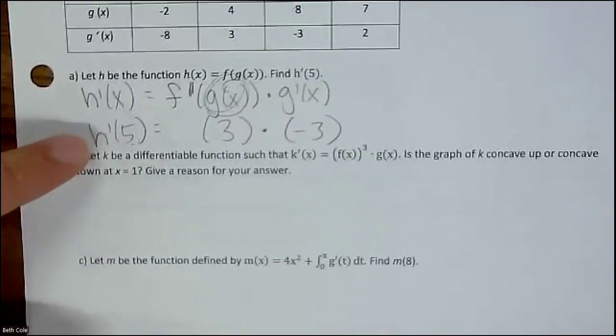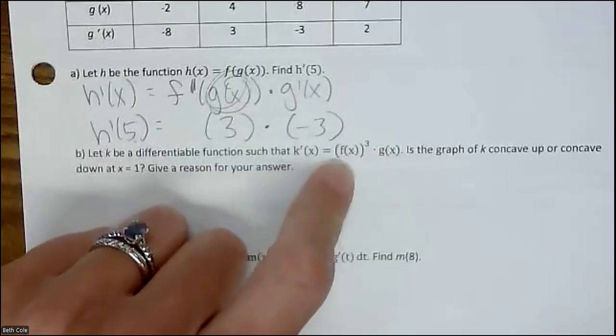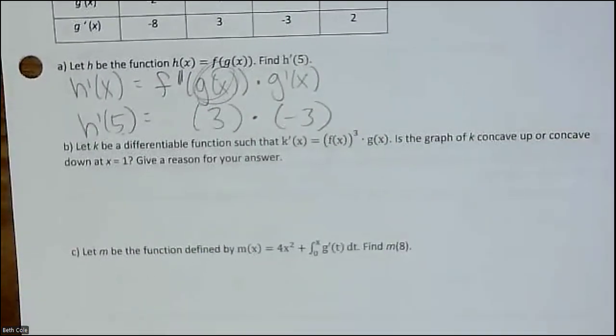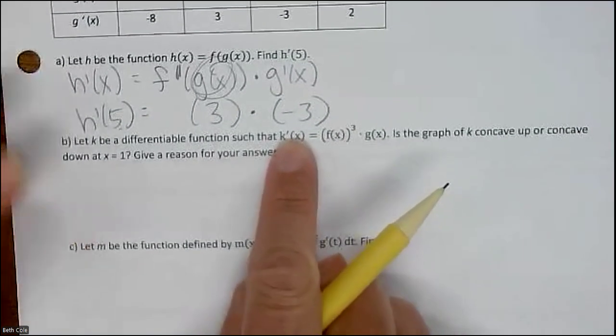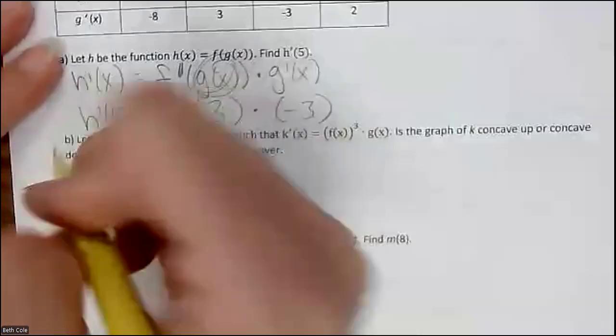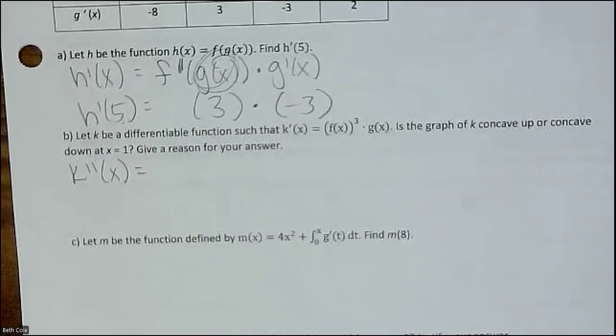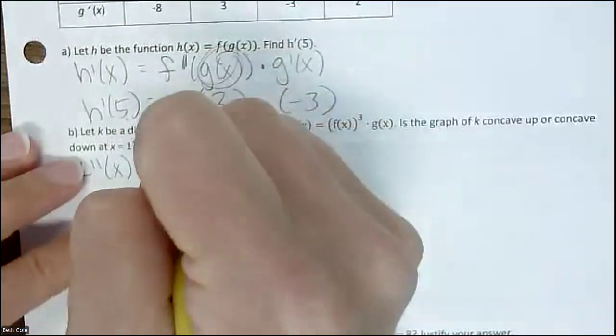All right, let K be a function such that it equals this monstrosity. Is K concave up or concave down? Which derivative do you need for concavity? Second derivative, and they gave you the first derivative. So we just need to get to the next one to do our concavity. This is going to involve a chain rule and a product rule. How does product rule start? The first thing, all right, f of x cubed.